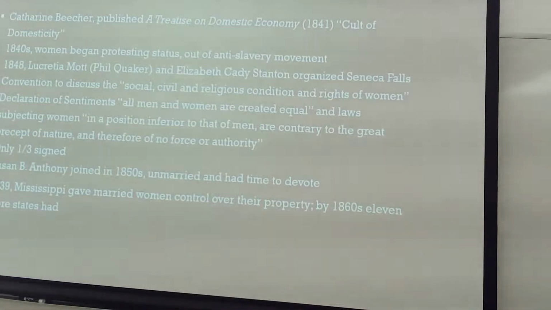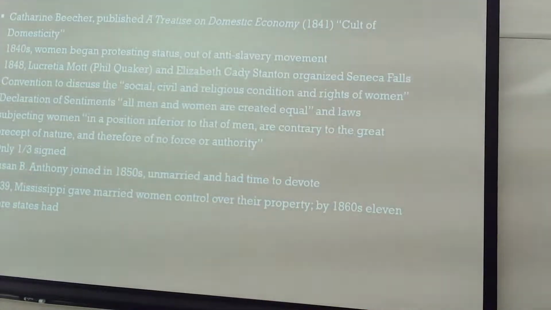In the 50s, Susan B. Anthony is going to join those two women. She was unmarried. She had time to devote to it. Both Stanton and Mott were married, and even though they had supportive husbands, they didn't have the time. A lot of people said that Stanton fashioned the thunderbolts and Susan B. Anthony hurled them. So they worked together, and they do make some progress.